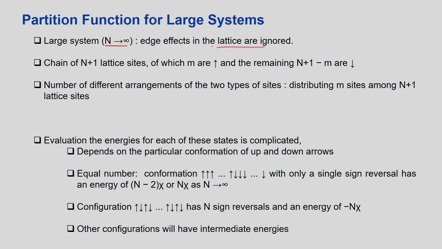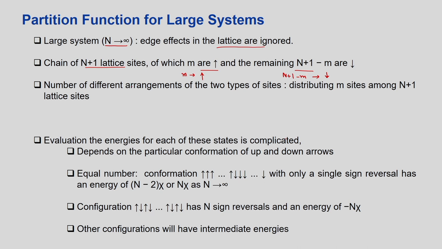So, I can ask you a question: if I have a chain of n plus 1 lattice sides, how many are this and how many are this? We assume that out of these n plus 1 lattice sides, m lattice sides are of this orientation, and the remaining n plus 1 minus m are of this. So what is the probability that m of the sides have the arrows in the upward direction, and the remaining n plus 1 minus m are in the downward direction? This is nothing but again the combination problem.